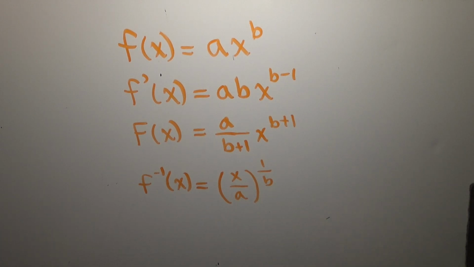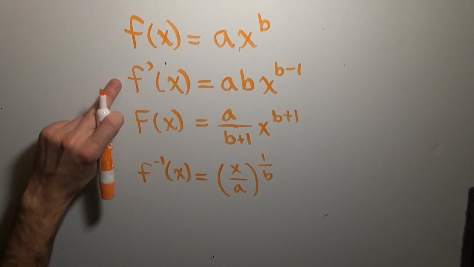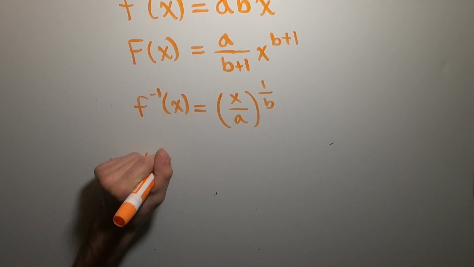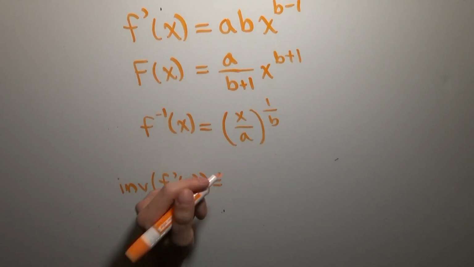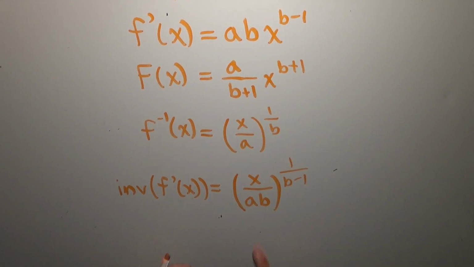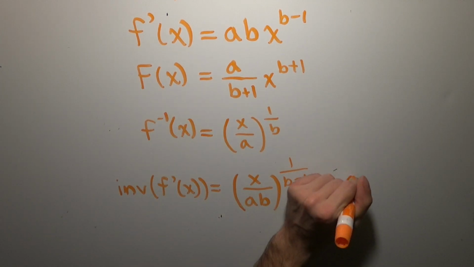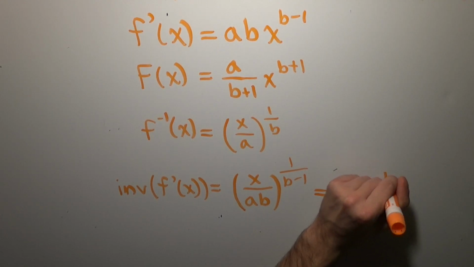And I want to say that that's going to be equal to the antiderivative. And so let's make that a little bit more explicit. So in this case, the inverse of the derivative of f is going to be x over ab to the power of 1 divided by b minus 1. And I'm saying that I want this to be equal to the antiderivative of this function, which comes out to be, of course, the same thing there. So we get a divided by b plus 1 times x to the power of b plus 1.